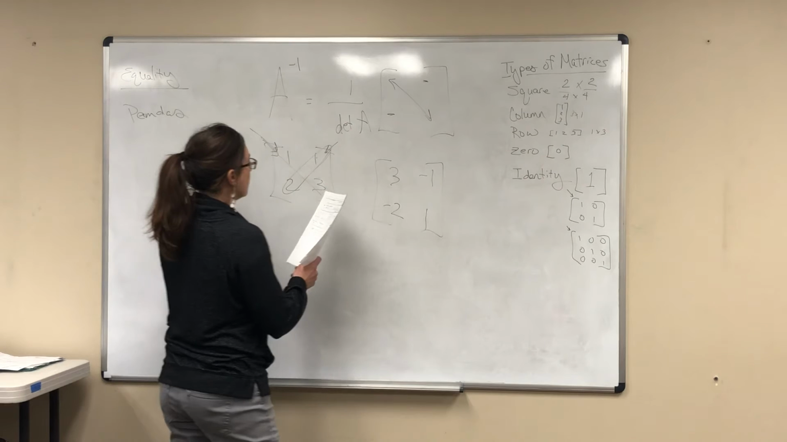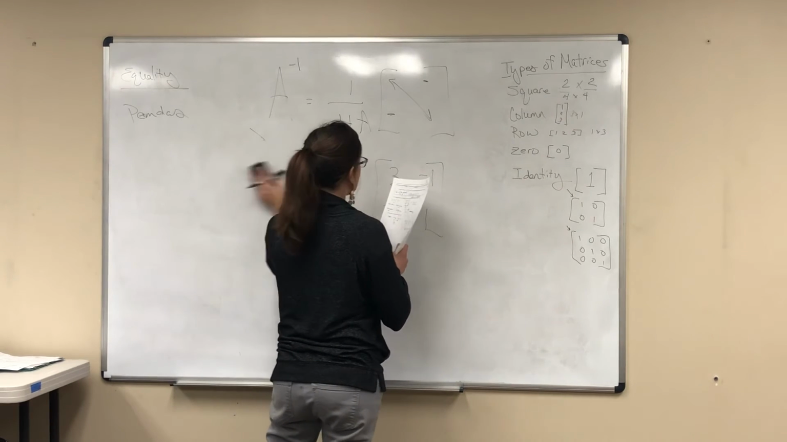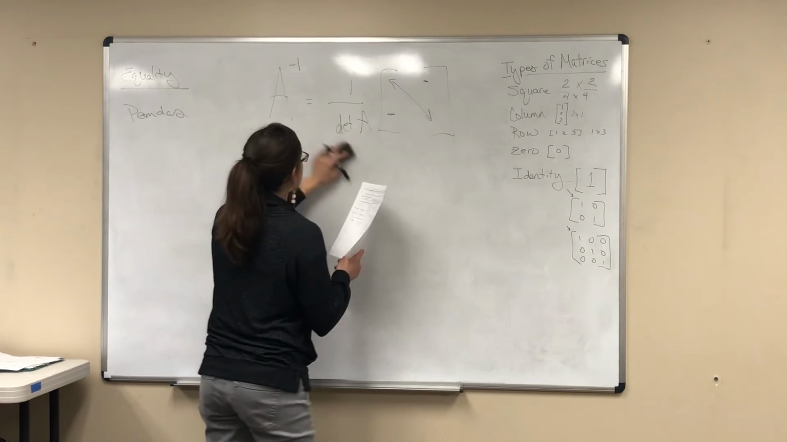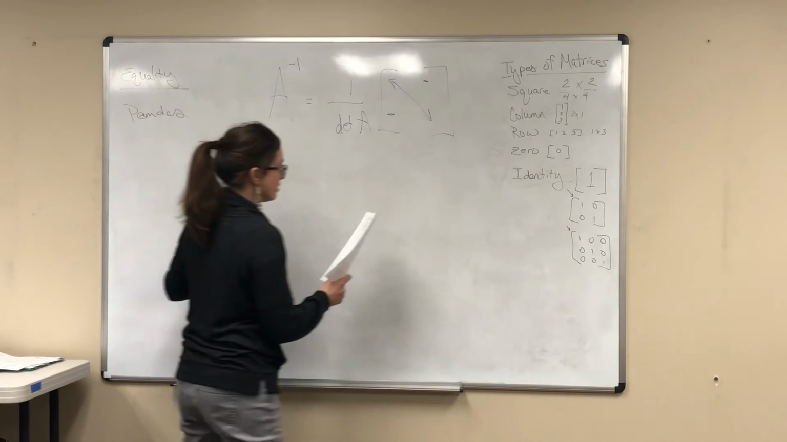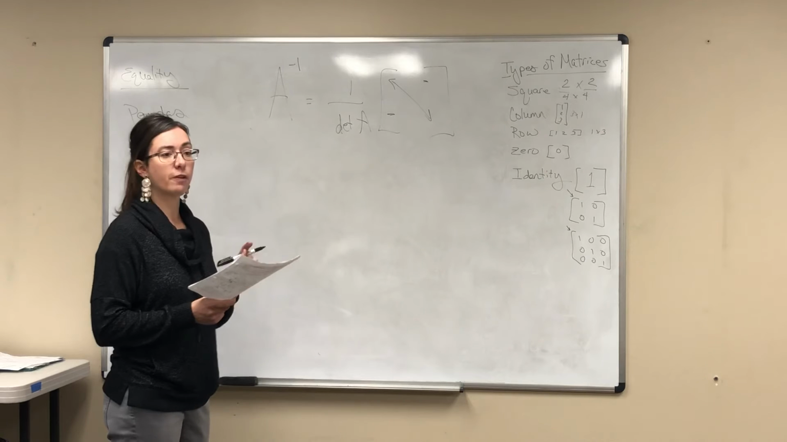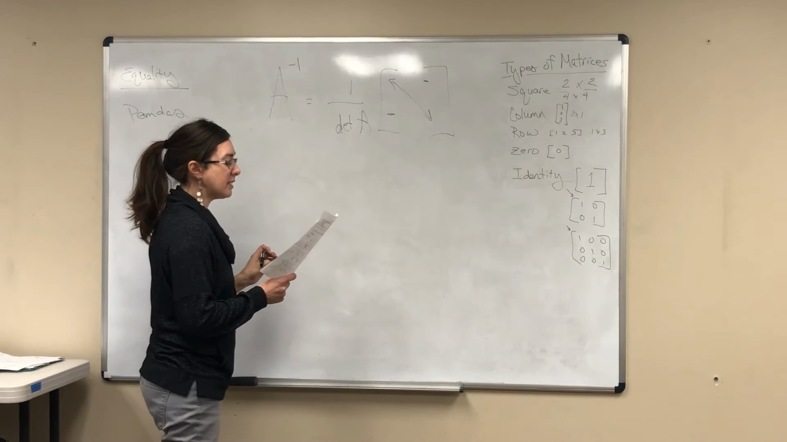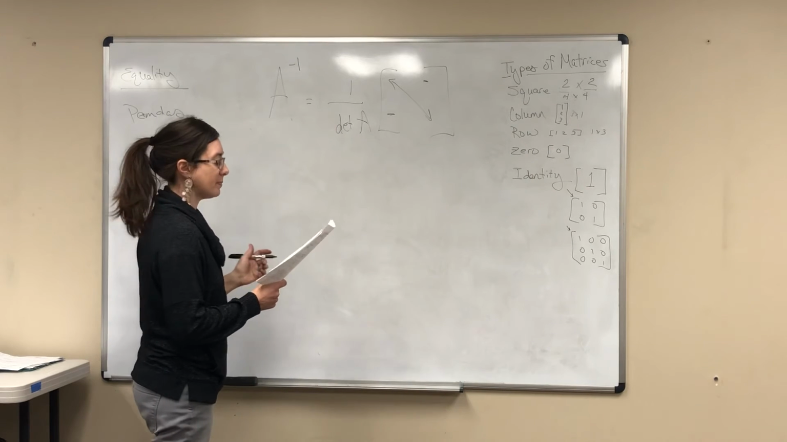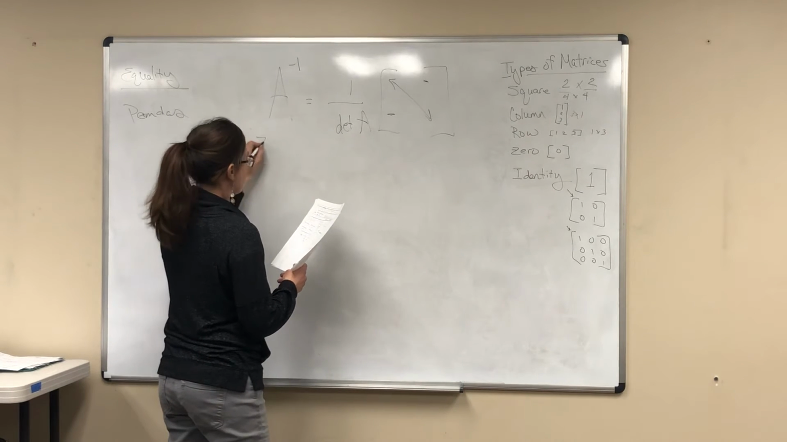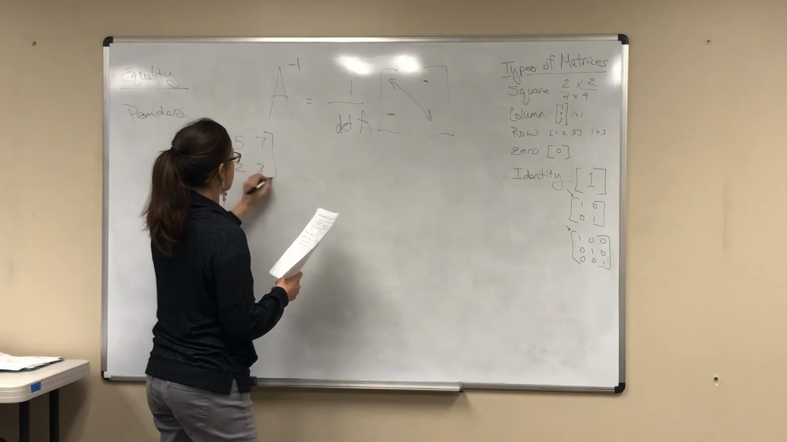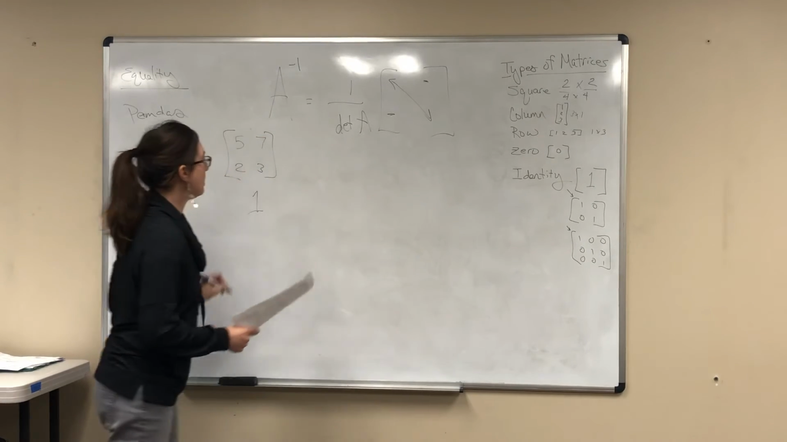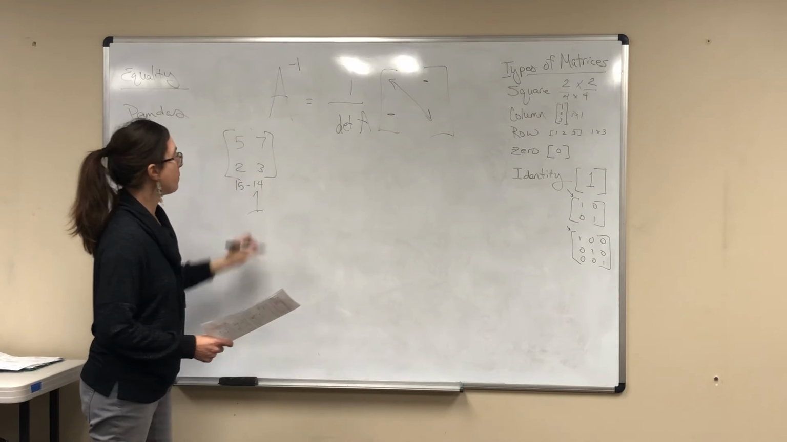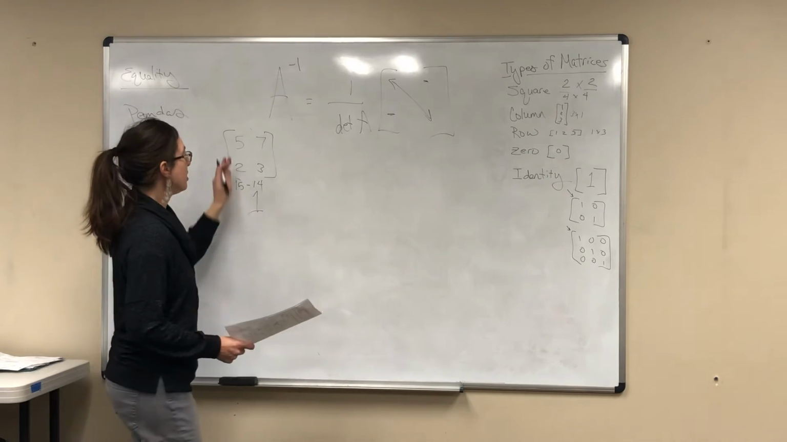Okay, so let's do number 6. It says, are these matrices inverses of each other? So the first thing that we need to figure out is the determinant of the first matrix. So it has 5, 7, 2, 3. What is the determinant of that matrix? Nathan says 1 because 5 times 3 is 15. 7 times 2 equals 14. Perfect. Okay, so it's 1.